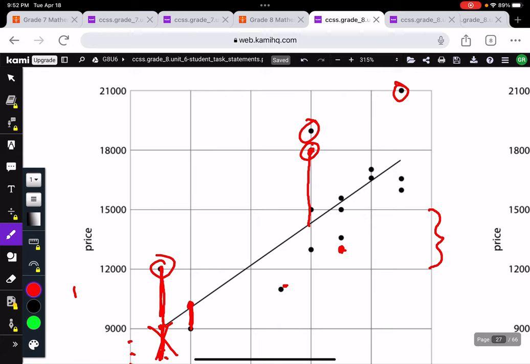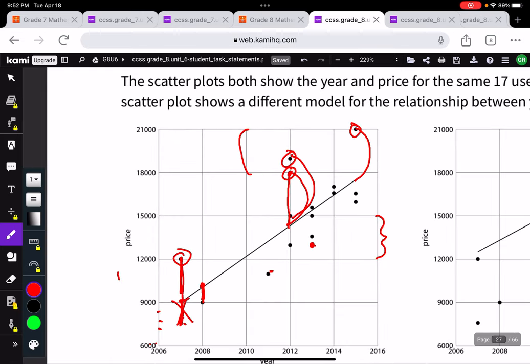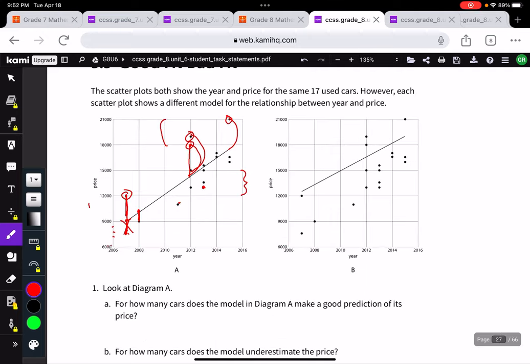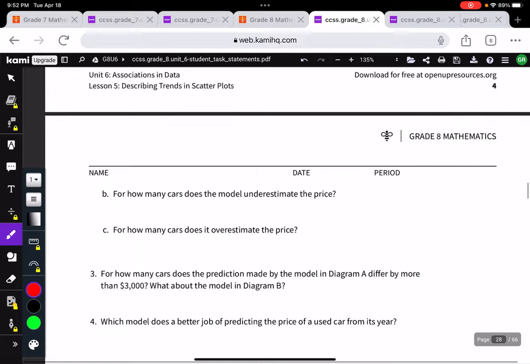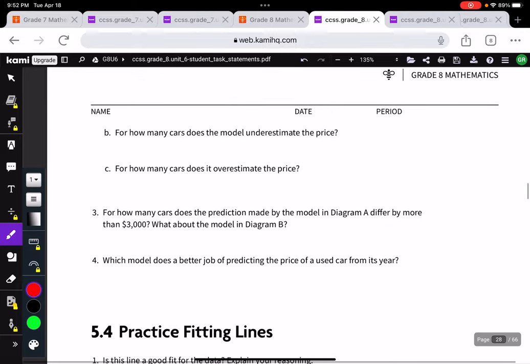These all have a difference of more than $3,000 because remember, one block is 3,000. So the model is way off for some of those. So that's 1, 2, 3, 4. So down there when it says they differ by more than, there's 4 cars that differ by more than 3,000, meaning the model's not good for those 4.